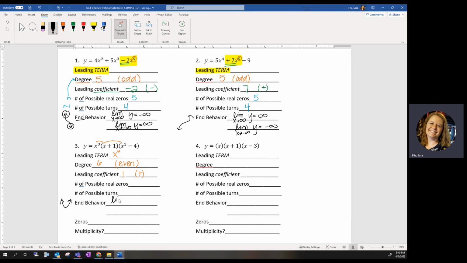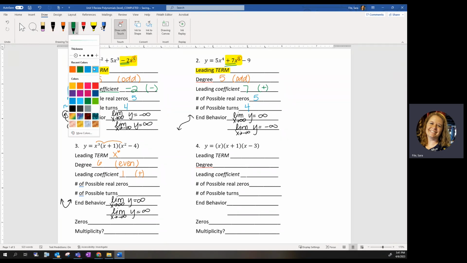So that would be written as the limit as x approaches infinity, y approaches infinity. And the limit as x approaches negative infinity, y approaches infinity. So both sides, y is going up to positive infinity. Now the possible number of zeros is 6, because that's the degree. And so there would be 5 possible turning points.